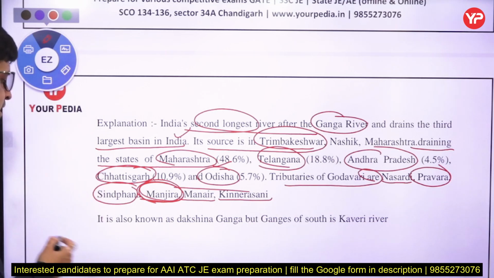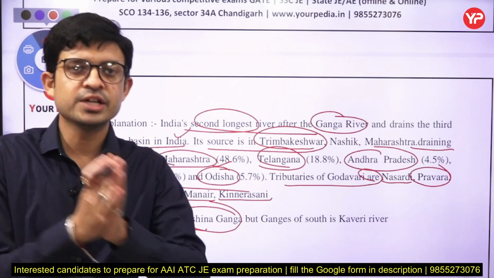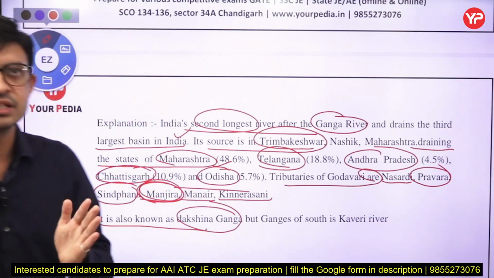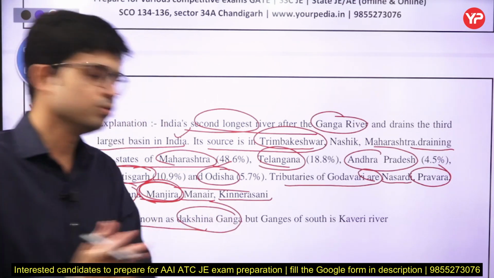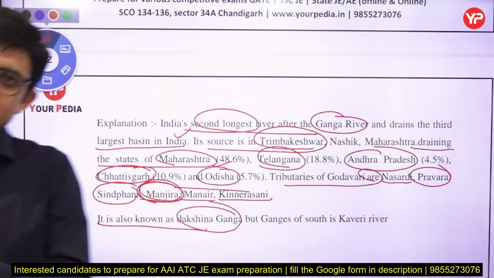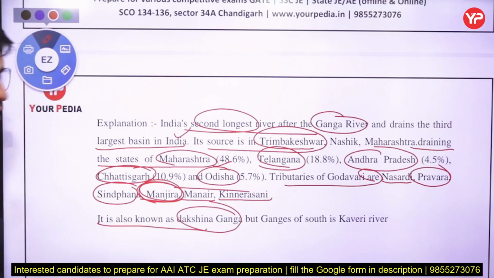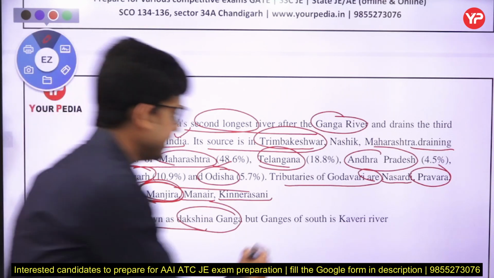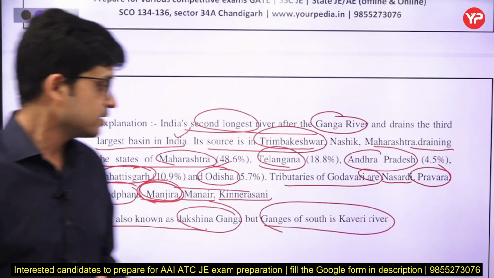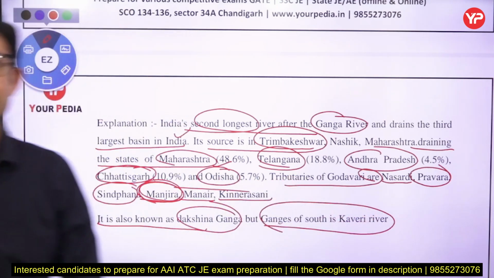Now one question is also very important. It came in various exams. It is also known as Dakshin Ganga. Dakshin means south. We say Dakshin Ganga because of the length. Like in North India, Ganga is the longest river, similarly in South India, Godavari is the longest river. It is also known as Dakshin Ganga due to its length in South India. But Ganges of South is Kaveri. Ganges of South means the religious value of Kaveri river in South India is very high, like Ganga in North India.